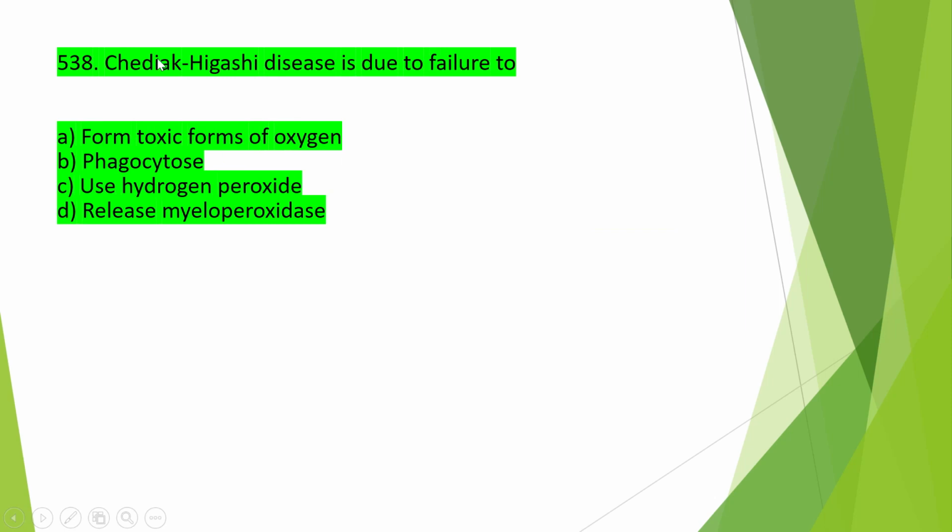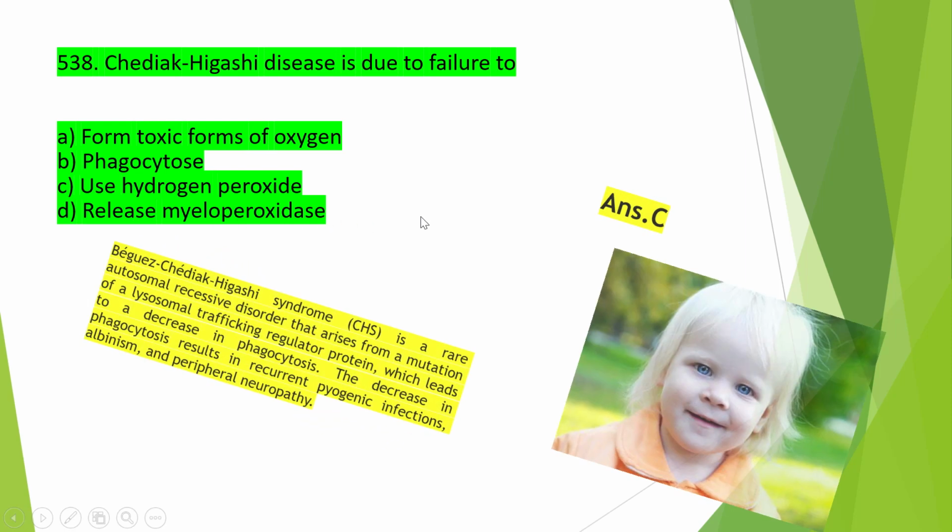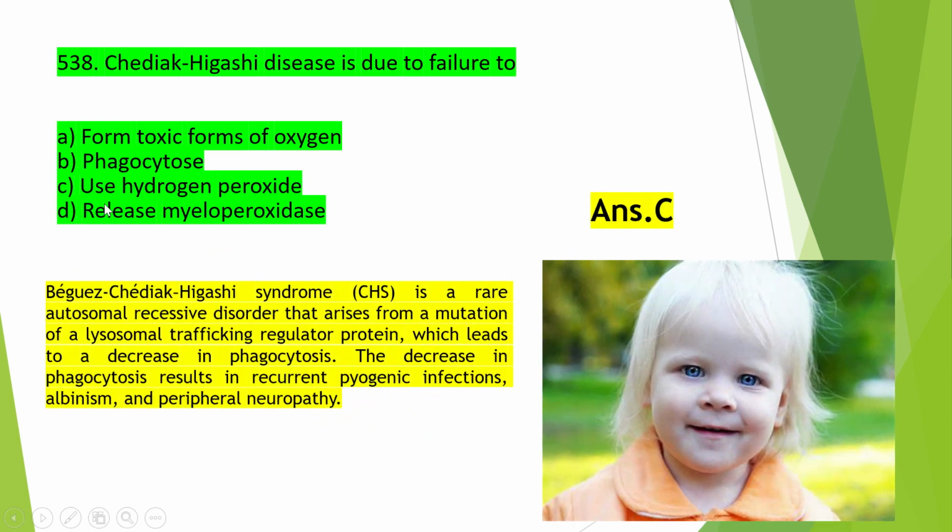So next is Chediak-Higashi disease is due to failure to: option A form toxic forms of oxygen, option B phagocytose, option C use hydrogen peroxide, or option D release myeloperoxidase. And the right one is option C, that is use hydrogen peroxide. So Chediak-Higashi disease is due to failure to use hydrogen peroxide.